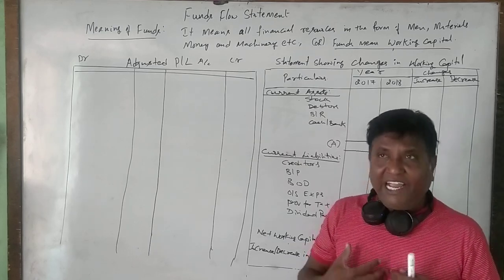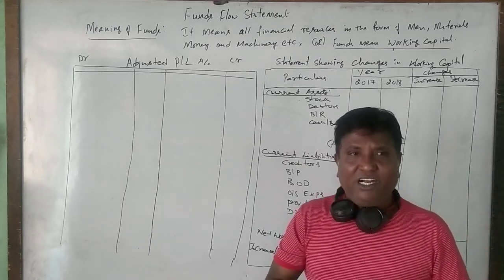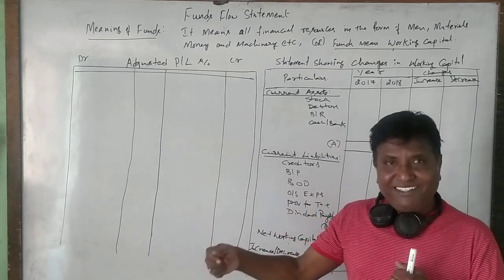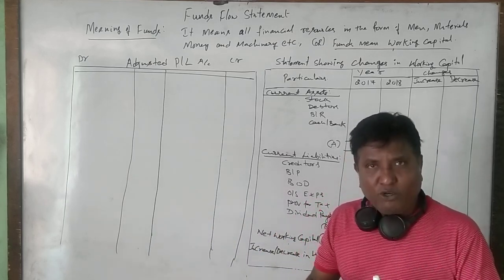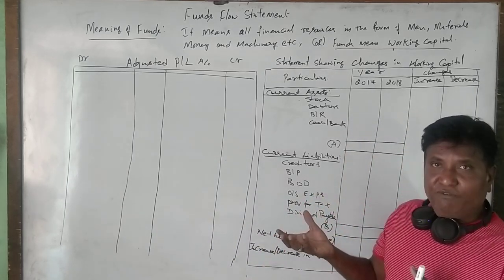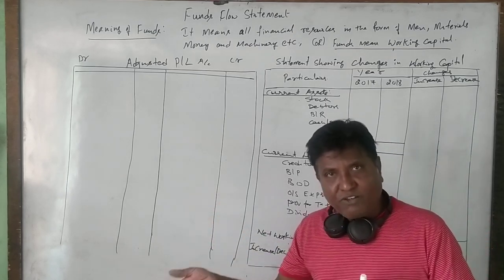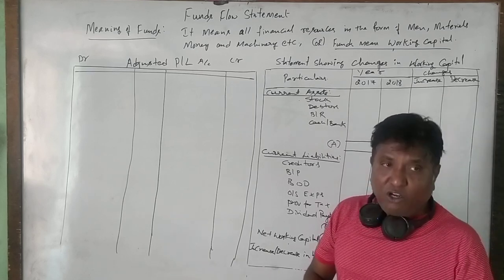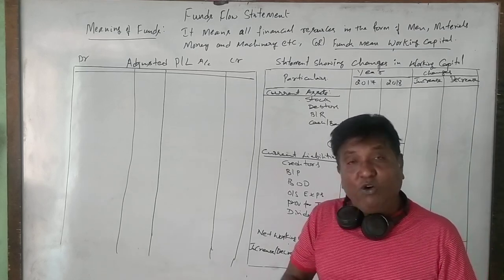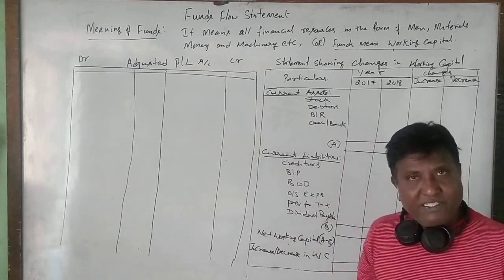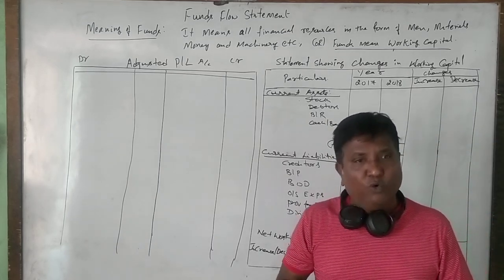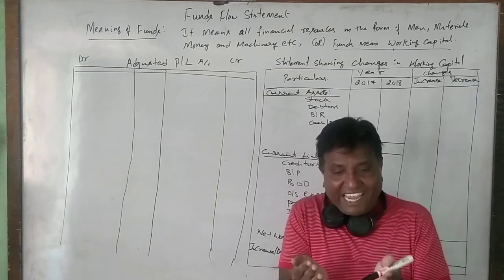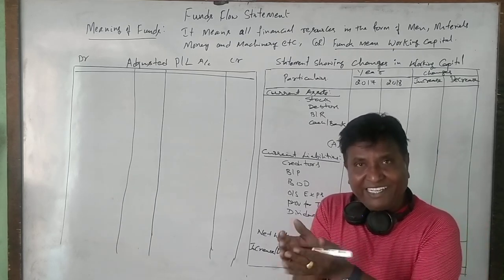Say for example, I earned 1 lakh rupees of profit during the year 2018. If you physically check whether that 1 lakh rupees is there in the cash box or not, you will have a surprise. What is the surprise? Definitely you will not have exactly 1 lakh rupees. How, sir? Why, sir? Because the profit is 1 lakh rupees in 2018. Why would that 1 lakh rupees not be in the cash box? Because you find some difference in the cash balance available.